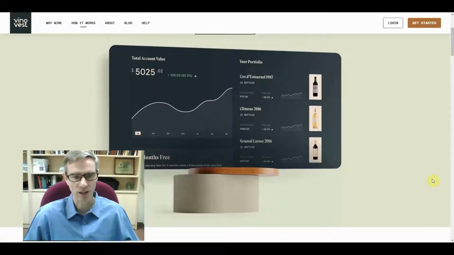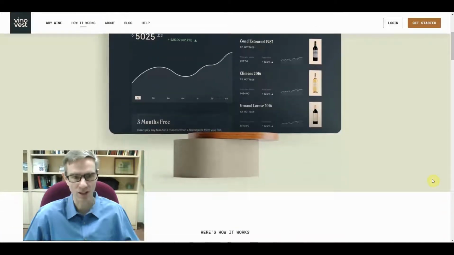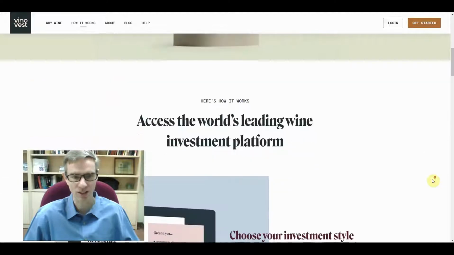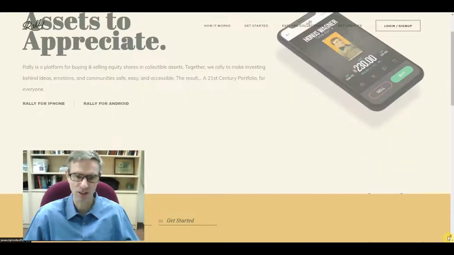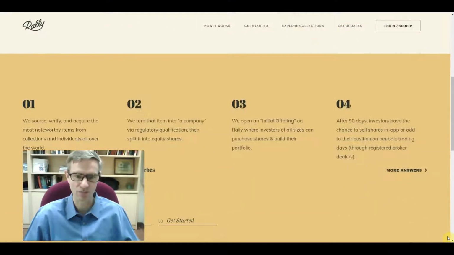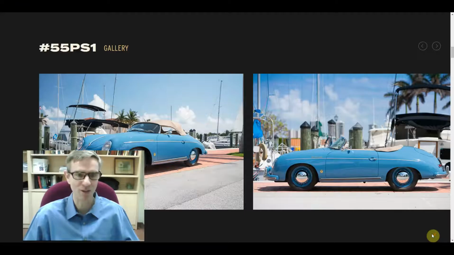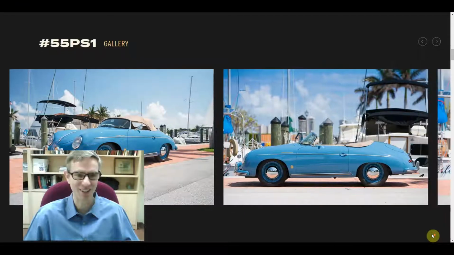Other ones like Vinovest is for wine collection. They don't have that yet. I think Rally Road is for collectible cars. I don't think they have secondary trading yet. And you can think about every different alternative asset class, right? And basically applying the same method. Including, of course, our favorite, which is angel investing.